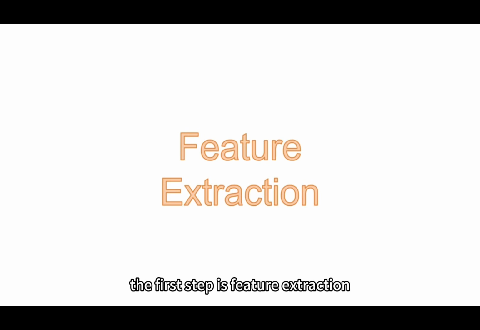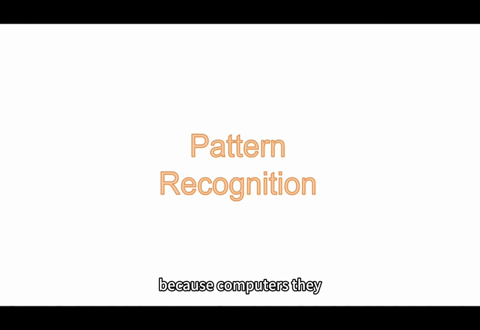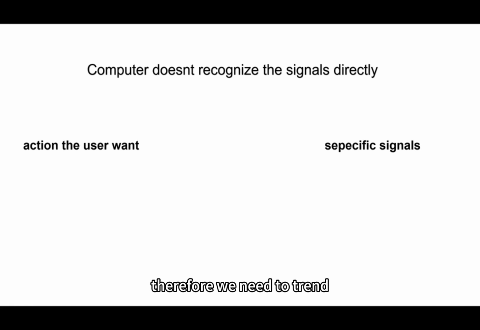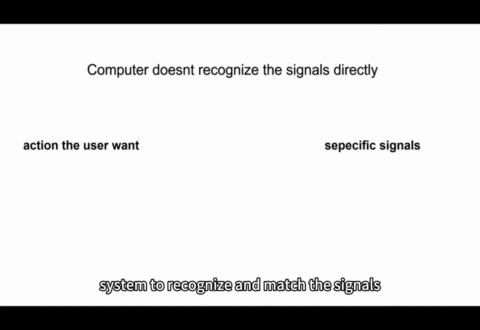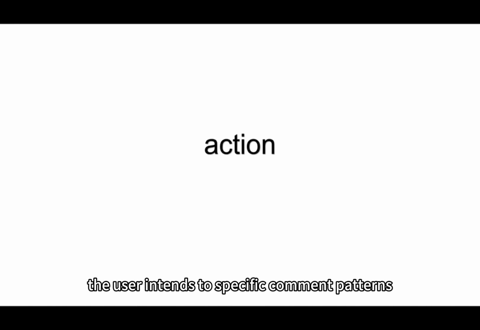The first step is feature extraction. The brain signals are actually quite messy, and we only need specific segments that contain useful information. Then comes pattern recognition. Because computers cannot directly understand these neural signals, we need to train the system to recognize and match the signals the user intends to specific common patterns.